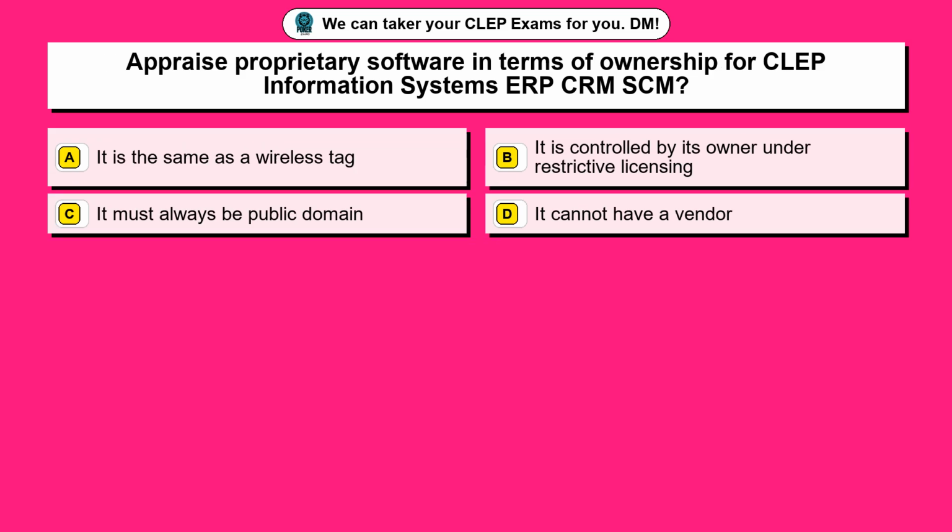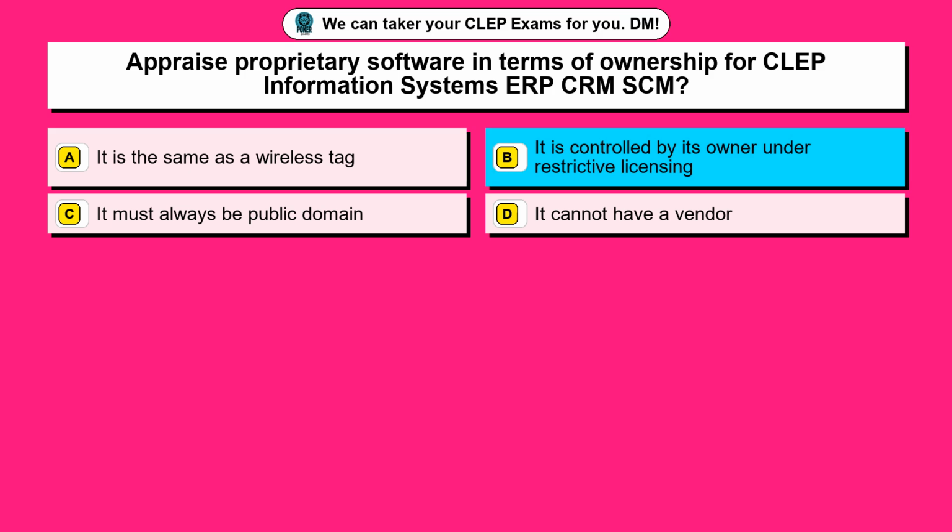Question 94. Appraise proprietary software in terms of ownership for CLEP Information Systems ERP CRM SCM. Option A. It is the same as a wireless tag. Option B. It is controlled by its owner under restrictive licensing. Option C. It must always be public domain. Option D. It cannot have a vendor.